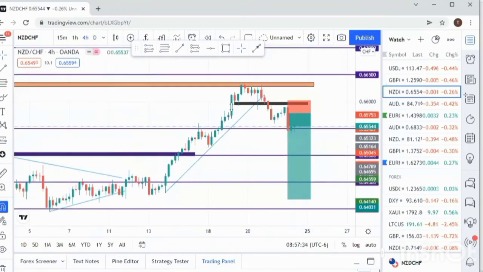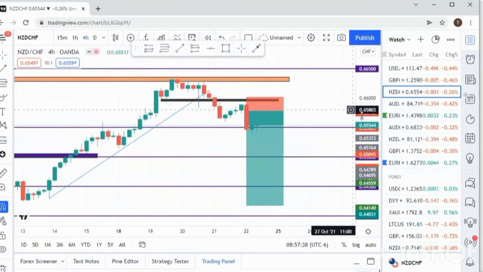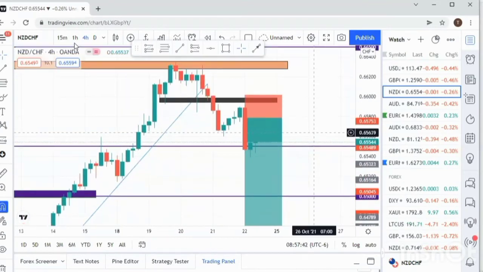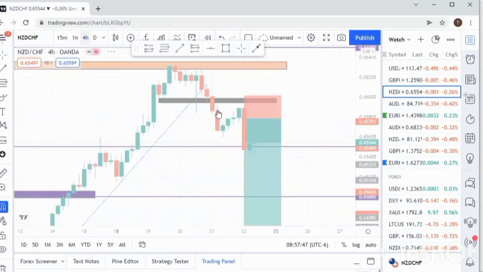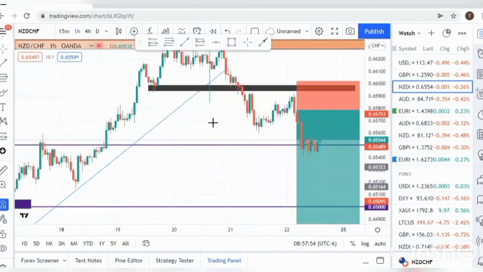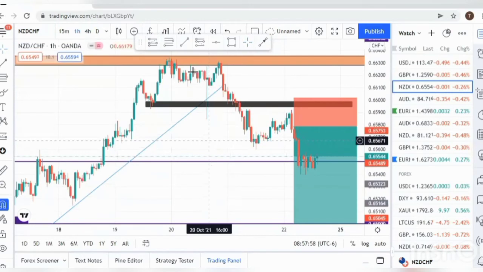So if you look at this now, we got a break of trend line here. As you can see, we got a break of trend line here. Let me go to the 1 hour time frame so that you see the structure more. Now it's more clear on the 1 hour time frame. If you look at it on the 1 hour time frame, this trend line actually got broken.